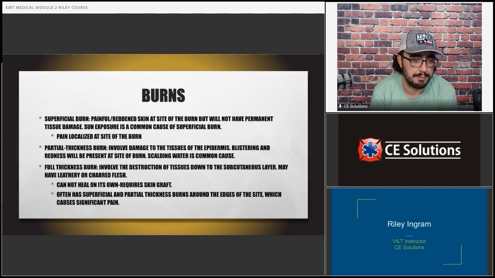A partial thickness burn involves damage to the tissues of the epidermis. Blistering and redness will be present at the site of the burn, and scalding water is a common cause of this. A full thickness burn involves the destruction of tissues down to the subcutaneous layer. It may have leathery or charred flesh and cannot heal on its own; it requires a skin graft. It often has superficial and partial thickness burn around the edge of the site, which causes significant pain. I already covered why that is.